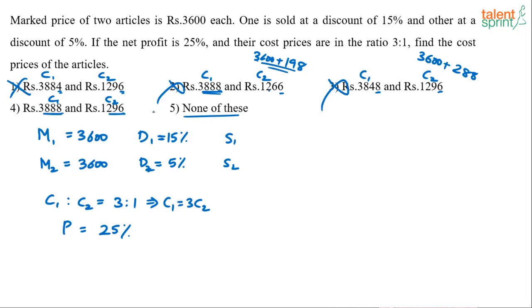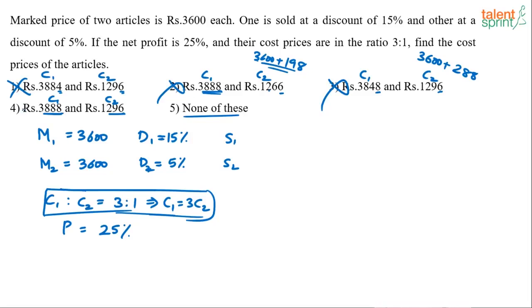So even if you're doing this in the last 5-10 seconds of the exam, or the last half minute of the exam, you should know that this is the best condition to verify, maybe. If that strikes you, immediately three options get eliminated because this is not a multiple of 3 at all. It does not satisfy the unit digit method. And these two are wrong. 1266 into 3 is not 3888. 1296 into 3 is not 3848. So either the fourth option will satisfy that condition or the fifth option. Now that you are left with only one option, you can play with numbers on this option as well.